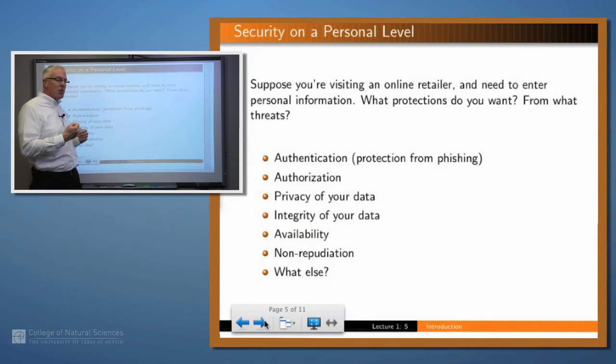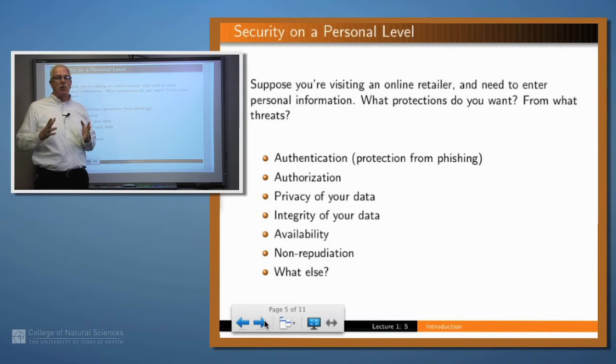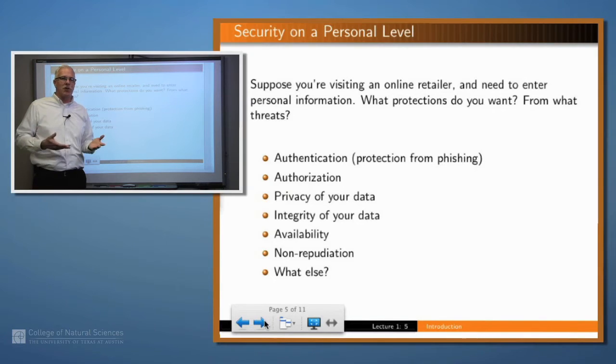Some other things you want, of course, are privacy of your data. Your credit card information, you don't want that to be disseminated to arbitrary people. And you also want the integrity of your data. Privacy of your data is about confidentiality, that is protecting anyone from seeing it. Integrity is about protecting anyone from changing it. So you wouldn't want, for example, someone to be able to change the address field on your account so that all your books get sent to them instead of to you, and you're paying for them. Availability: when you want to buy a book, you want to be able to log into Amazon's website and have that website available so that you can actually do it.